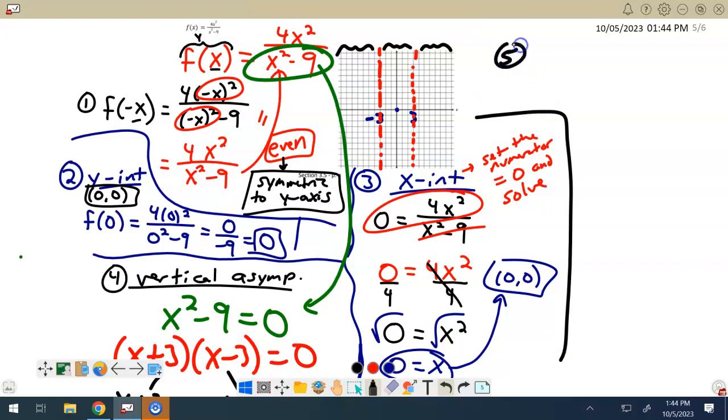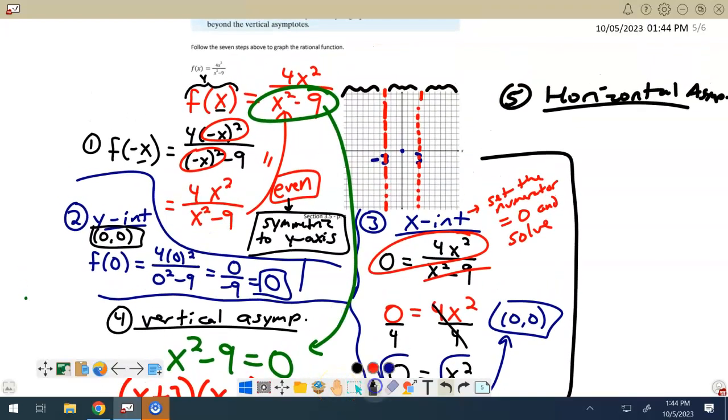Step 5 is to look for the horizontal asymptotes, or I should say asymptote. There can only be one of these. Go ahead and just write that out here. Horizontal asymptote. Again, this is based on the degree of that function, the degree of the numerator and the degree of the denominator, I should say, right?